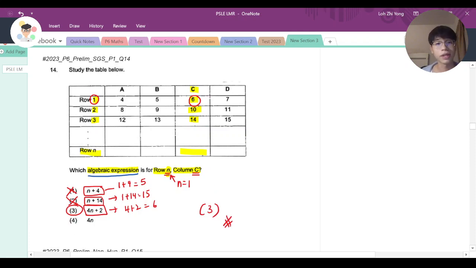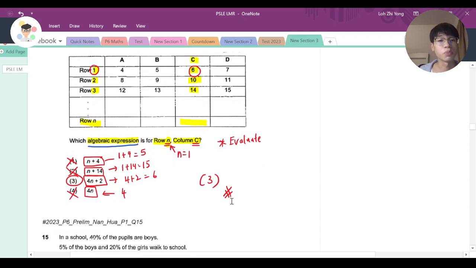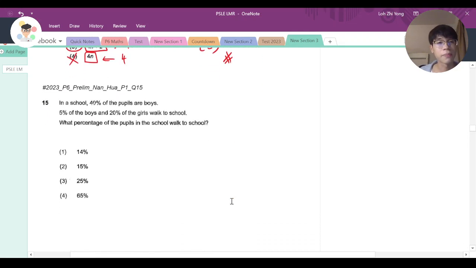That's all. So what we are doing here is called evaluate. That we put the value of the variable inside to find out the answer. Yeah, and that's correct. And of course, if you try the other option, you get 4, because 4 times 1 is 4, which is wrong. That's all, done already. This is a kind of pattern question, but it's in algebra. Actually nothing related to pattern in this sense. So let's move on to our next question.